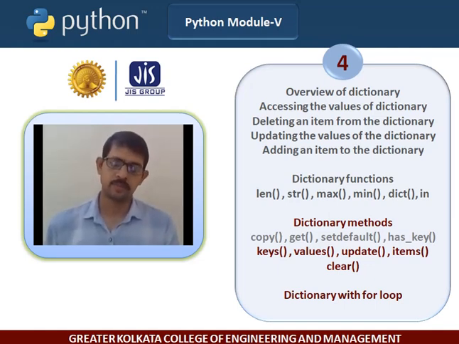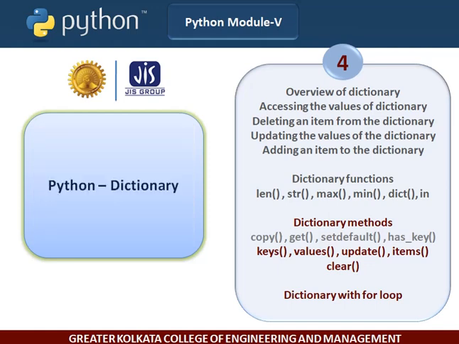In the previous lecture, we learned about the copy, get, setdefault, and hash key dictionary methods. Now we will learn about the keys method, values method, update method, items and clear dictionary methods. Also in this lecture we learn about the for loop applied to a dictionary object.